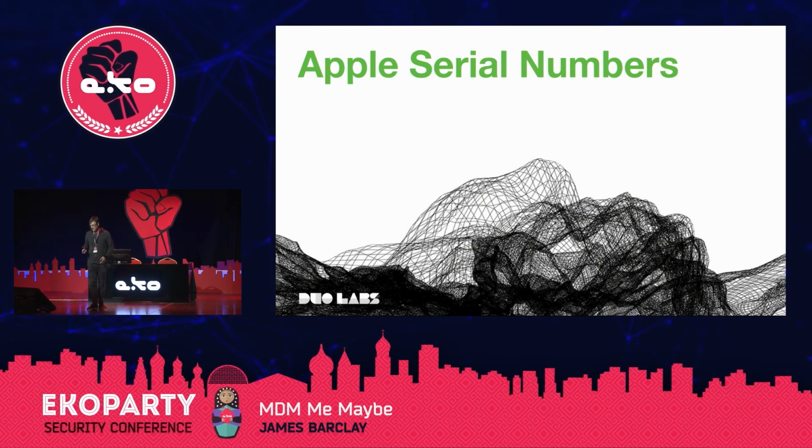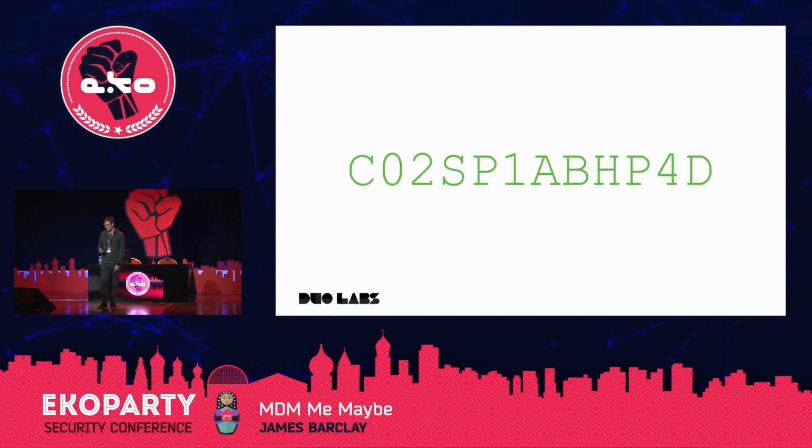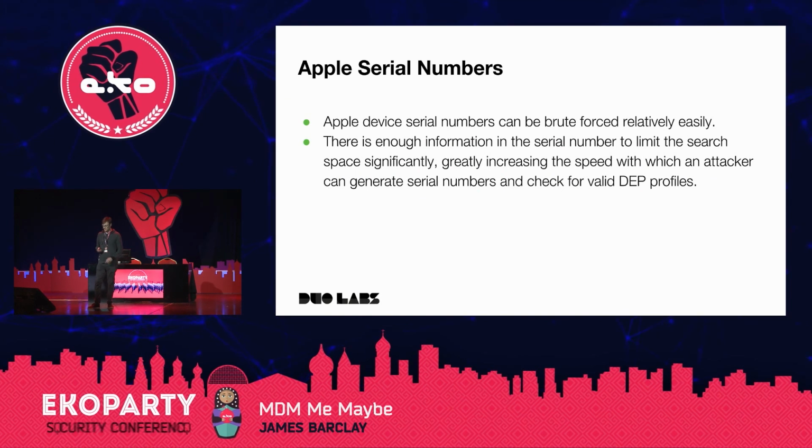So next I'm going to talk about Apple serial numbers because we think it's important to understand how easily these can be brute forced. This is an example of an Apple serial number. It's just a string of letters and numbers. But through this research, we were able to demonstrate how easily Apple device serial numbers can be brute forced. So there's actually enough information in the serial number to limit the search space pretty significantly, which would increase the speed with which an attacker could generate serial numbers and then check the DEP API for the activation records in bulk.